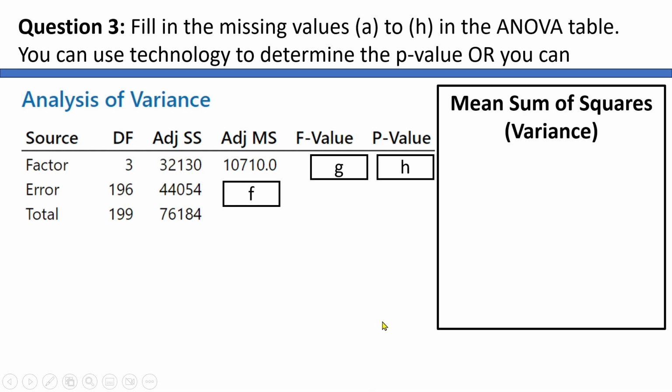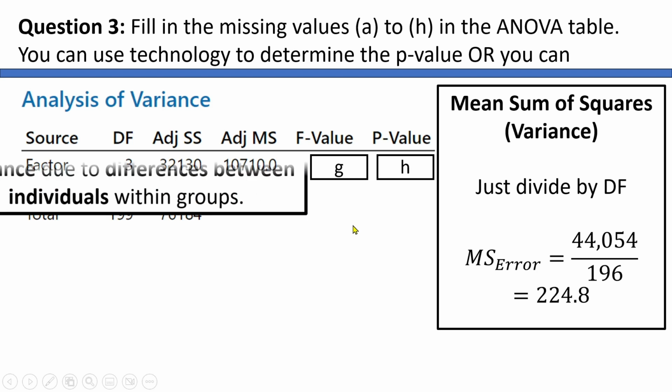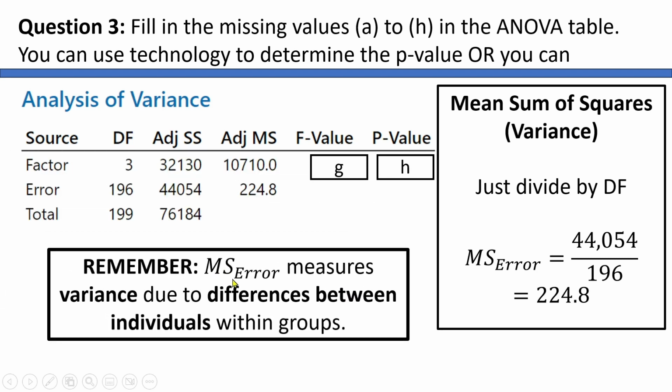Now continuing to the error, again we just divide by degrees of freedom, so we take the variation attributed to those errors, to differences within groups, and we divide by the corresponding degrees of freedom. We do that, we get 224.8, and here remember that the mean sum of squares of error measures the variance due to differences between individuals within groups.